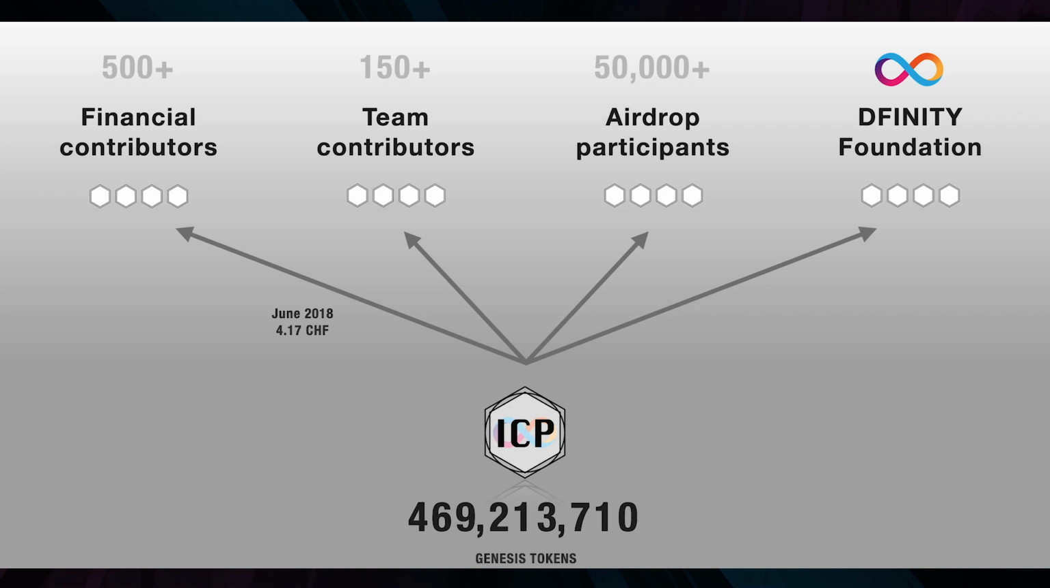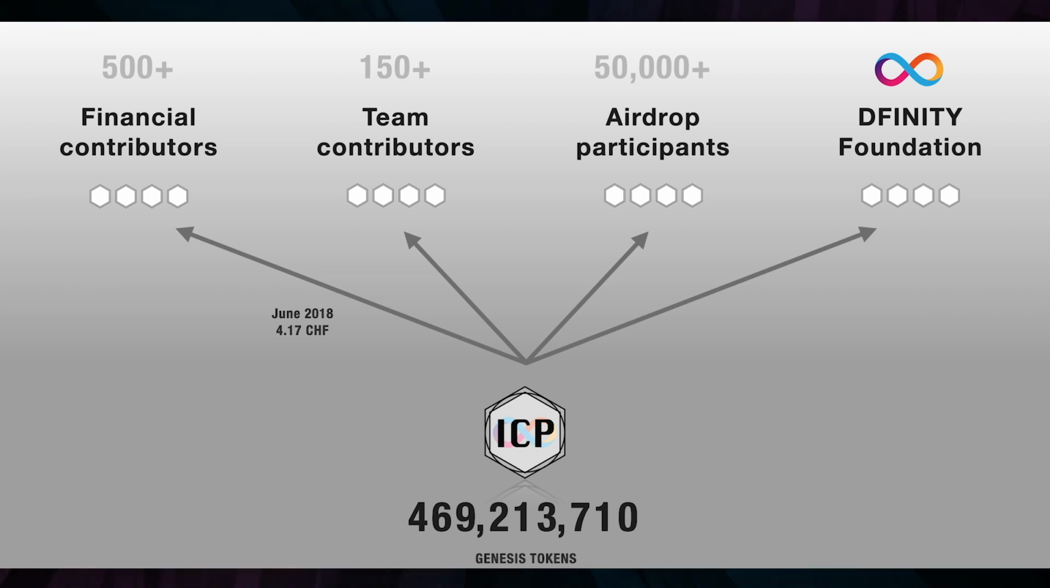The first cohort is 500 plus financial contributors, which are made up of those participating in the February 2017 seed round and the later 2018 strategic and pre-sale fundraisers. The pre-sale price, summer 2018, was 4 Swiss francs and 17 cents, or about $4.50. Of course, many things have moved forward since 2018.